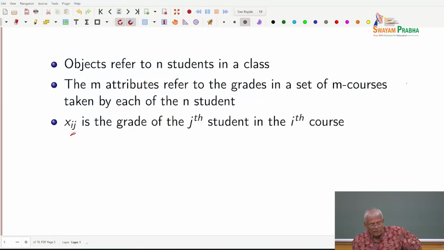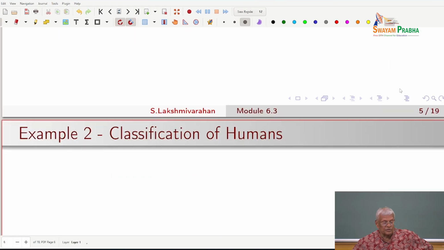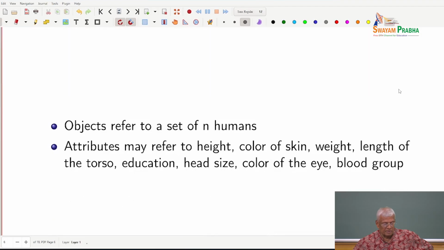So what are the entries in the table? Xij is the grade of the jth student in the ith course. So this could be a matrix that consists of tables of all the grades of students in a particular department, each taking the same set of classes in a department.